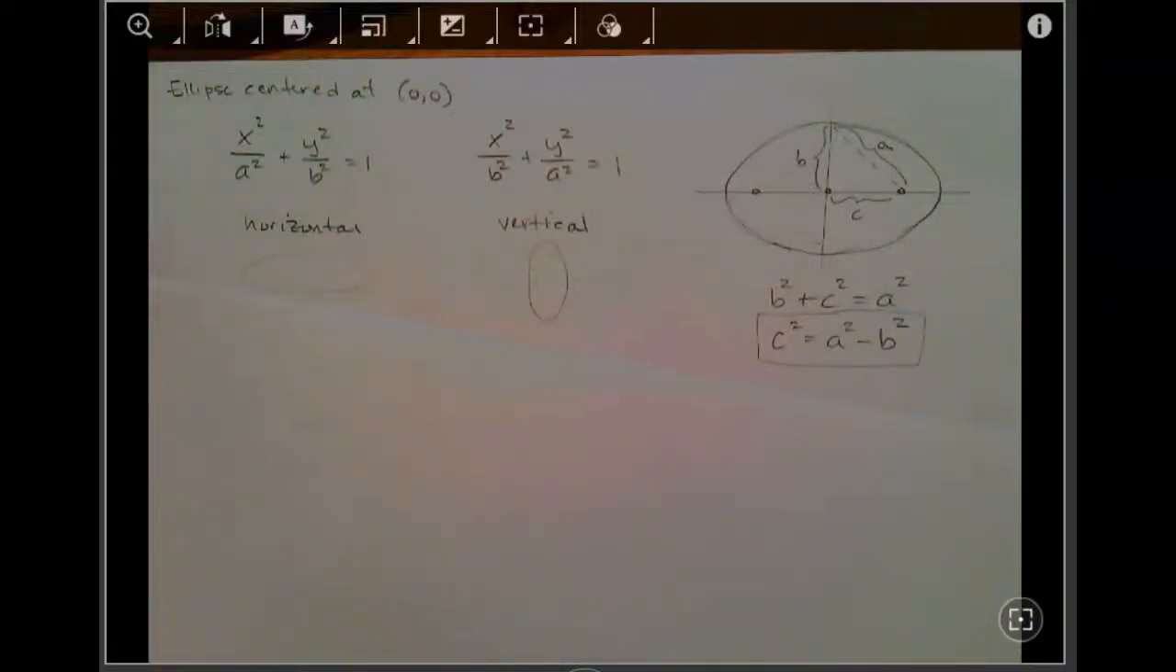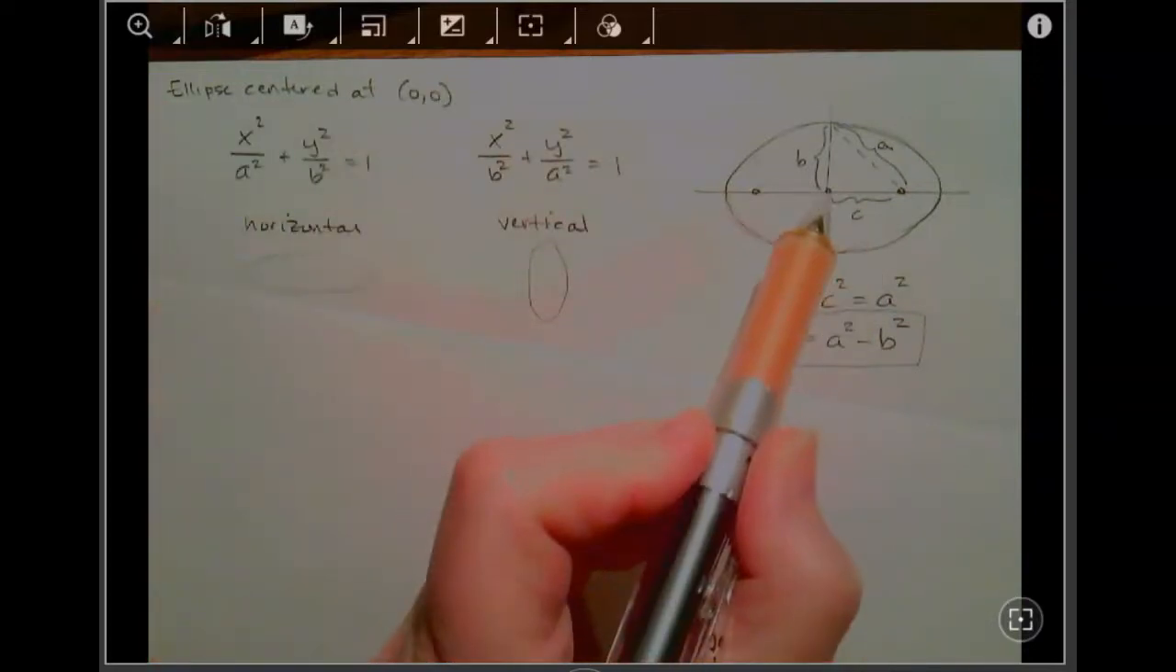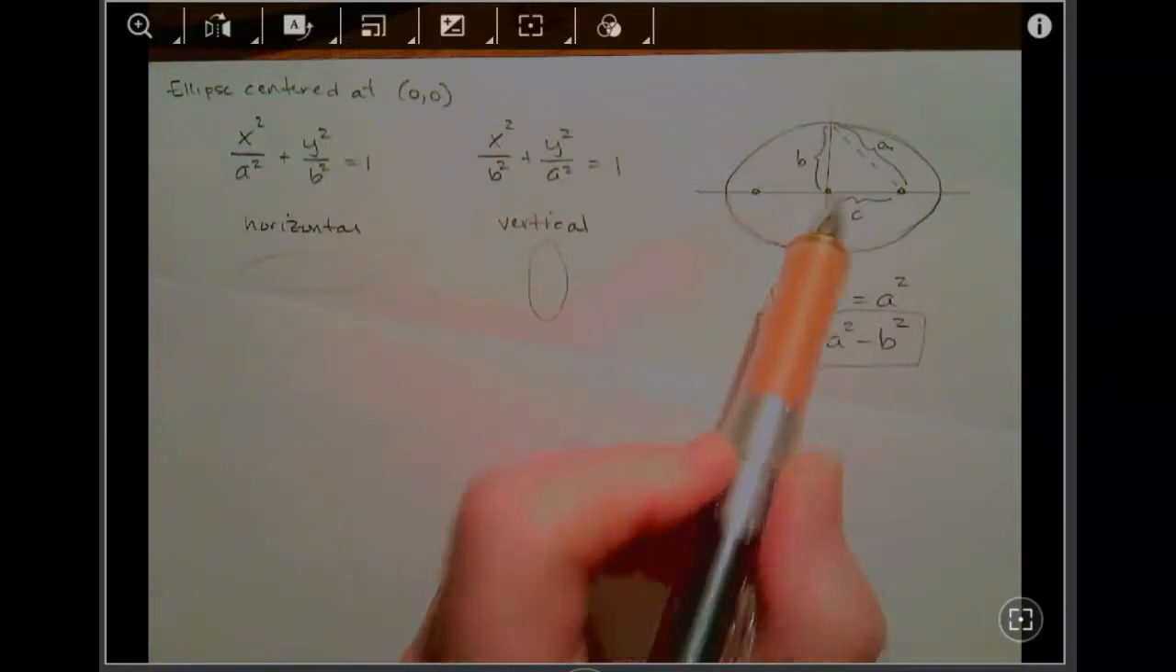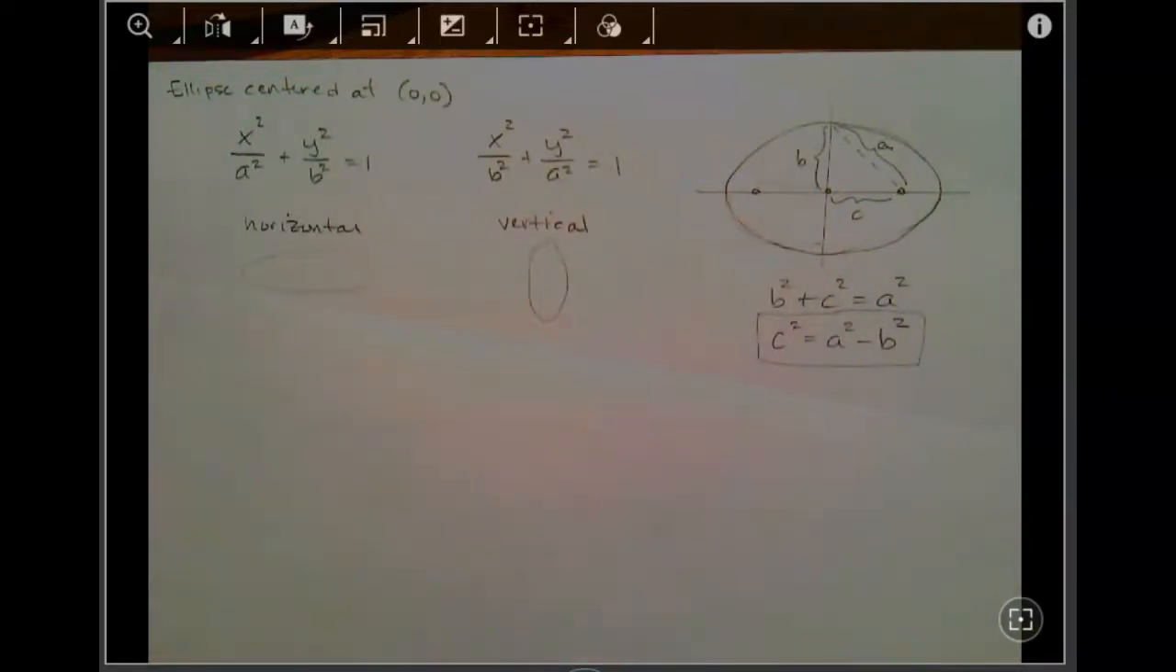Alright, so let's take a look at writing the equation of an ellipse. We're only going to look at ellipses that are centered at 0, 0. That means that the intersection of your major and minor axes is at the point 0, 0. The general form of the equation of an ellipse is going to be one of these two things.